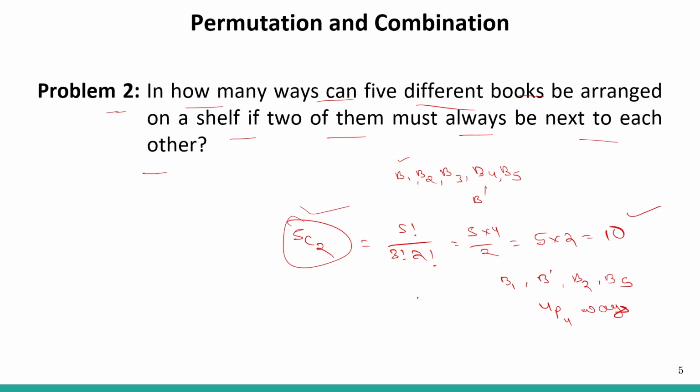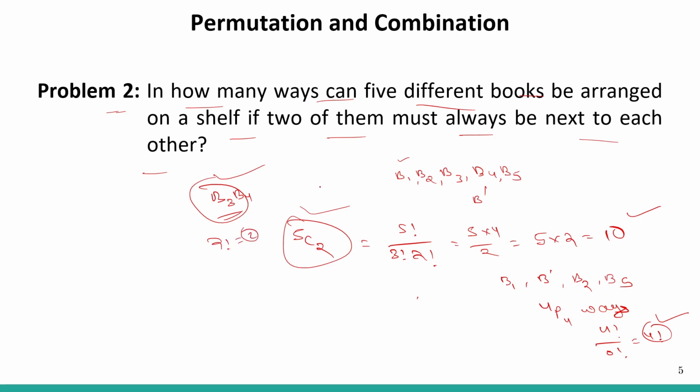Because there are 4 books and we want to order them, it will be 4 factorial ways. Now, while choosing B3 and B4, how can these two be arranged? In how many ways? It will be 2 factorial ways, that is equal to 2 ways.